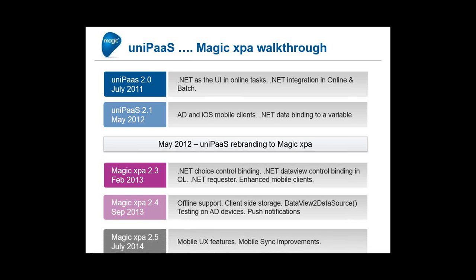Reaching the last step, which was just 2 months ago, we released Magic XPA 2.5, and the highlights there were basically lots of improvements regarding the UX features on mobile devices. Came out with lots and lots of improvements there, allowing you to write very, very neat, new, and modern mobile apps. And of course, we also improved sync capabilities as we went along. So this is actually a picture of what went on in the last 3 years, more or less.